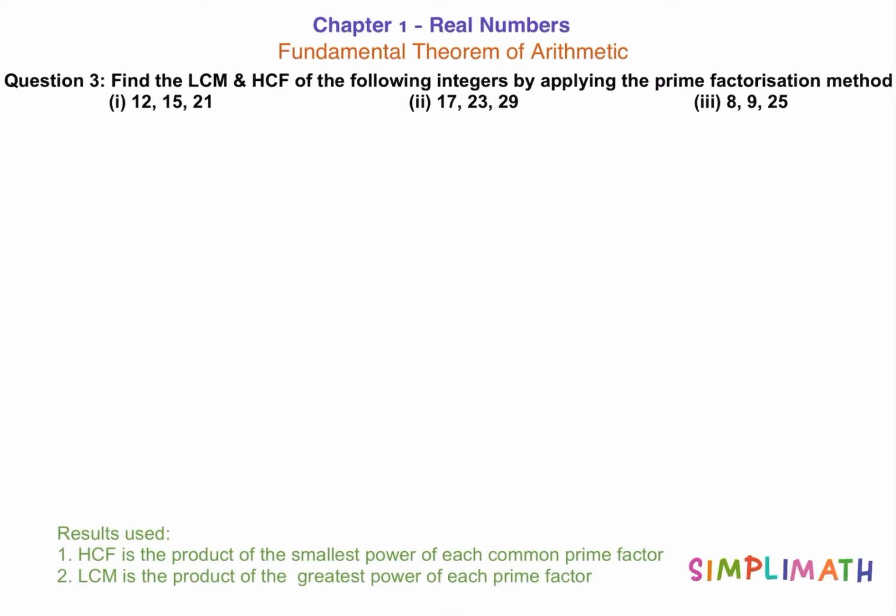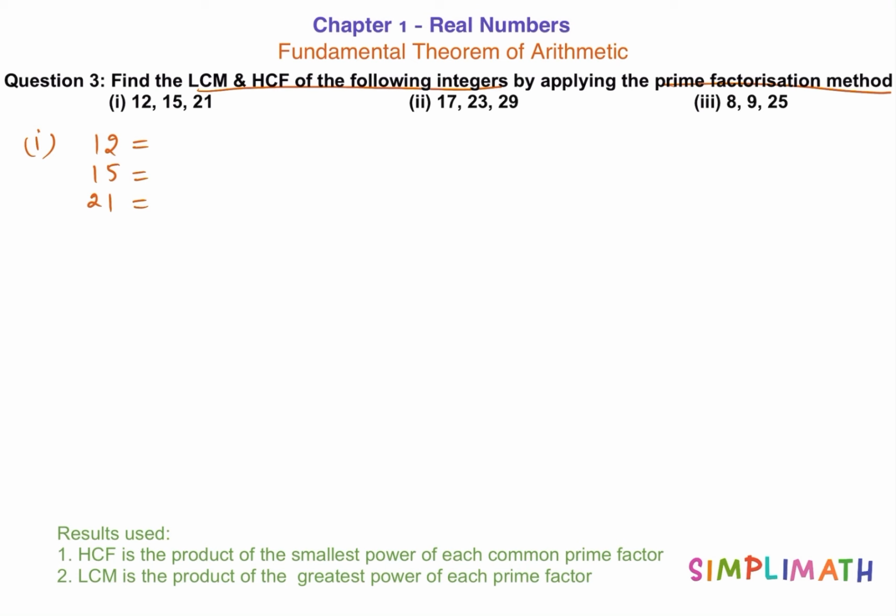Question 3 says find the LCM and HCF of the following integers by applying the prime factorization method. Okay, let's consider the first example. We have 12, 15 and 21. So by prime factorization method means we have to find the prime factors of all the three numbers.